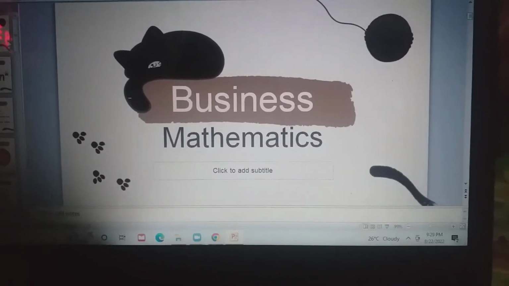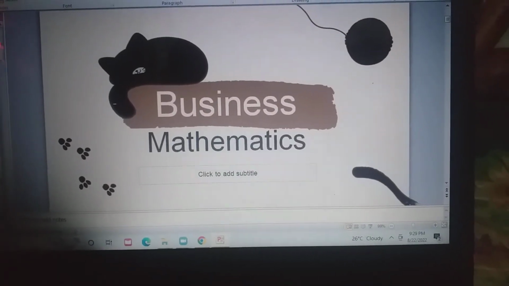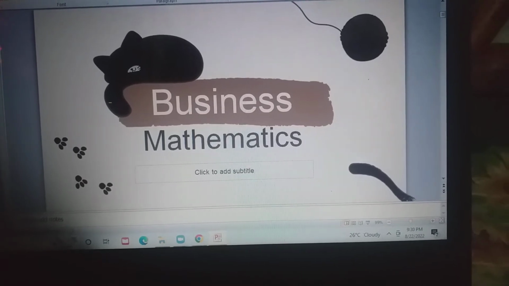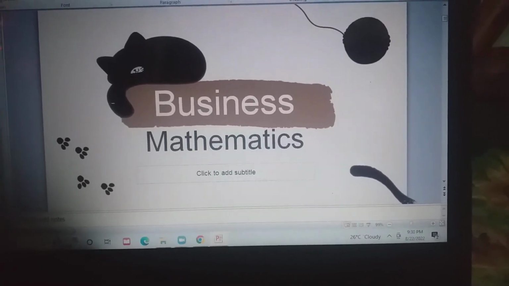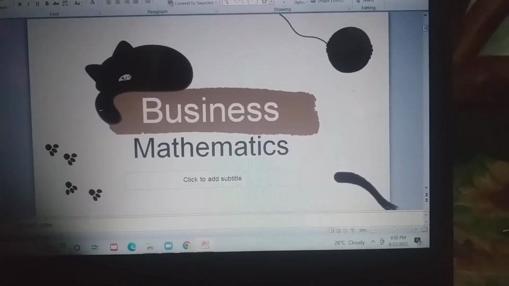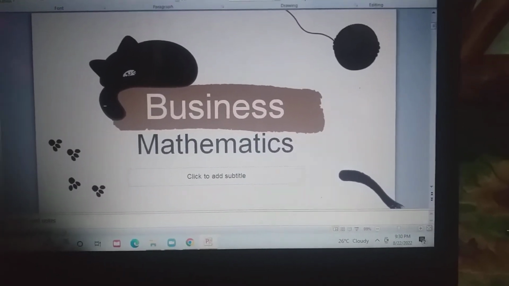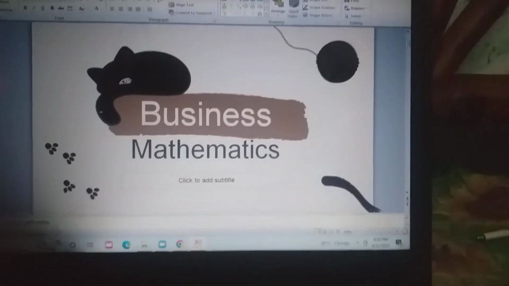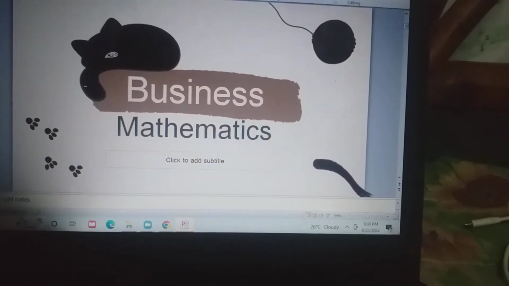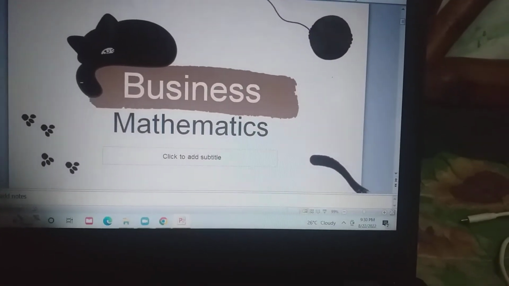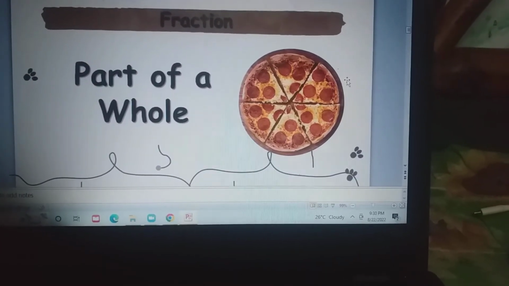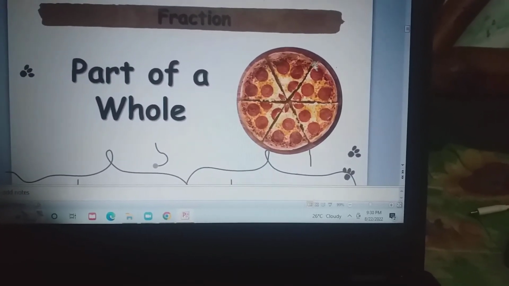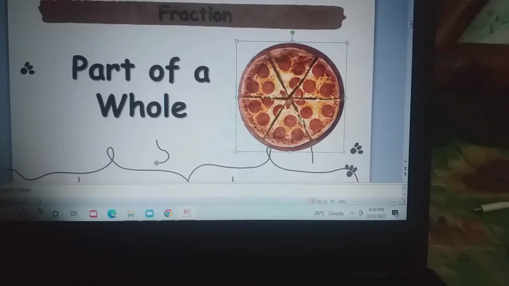So for today, we're going to discuss all about fraction and its types. Okay, so you have seen here business mathematics. So when we say fraction, it is a part of a whole. So you have seen here a whole pizza.